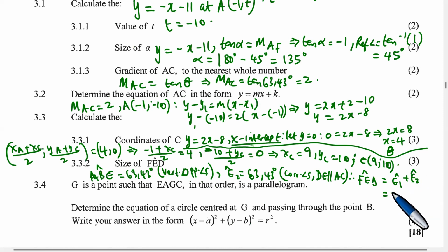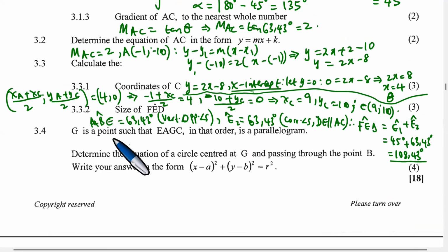What is angle E1? We saw that it is 45 degrees. What is angle E2? It is 63.43 degrees. What is the summation of this? The sum is obvious, but what is the summation? The summation is 108.43 degrees. And this is the angle the examiner wants. 108.43 degrees is the angle FED. Next question.